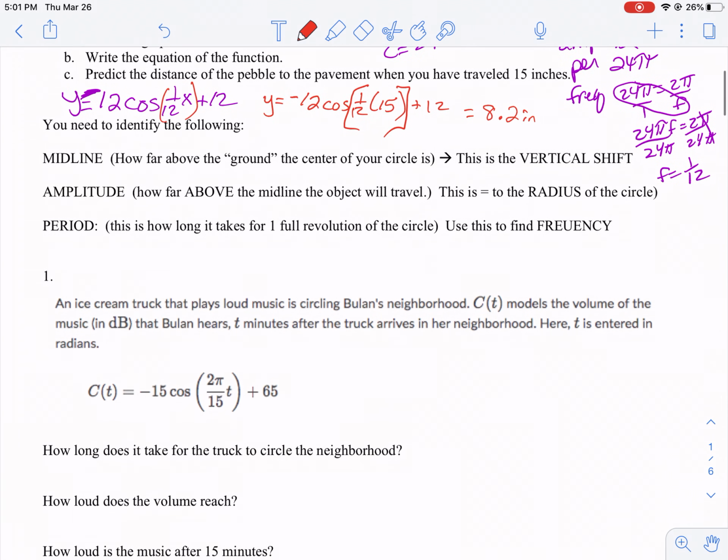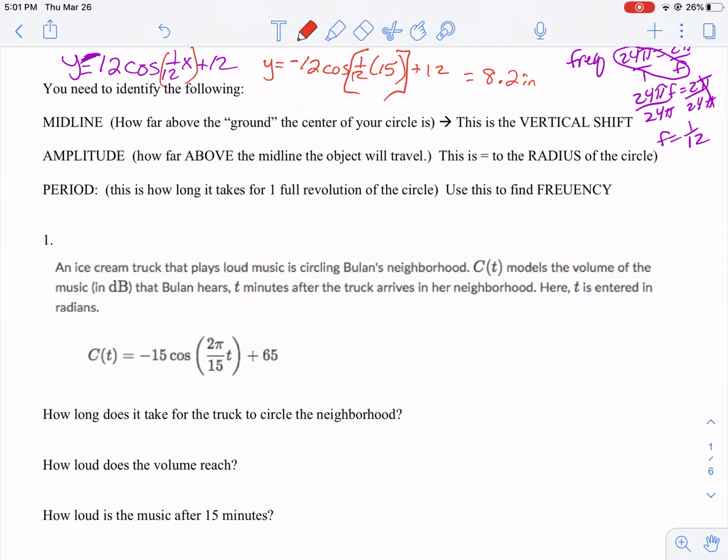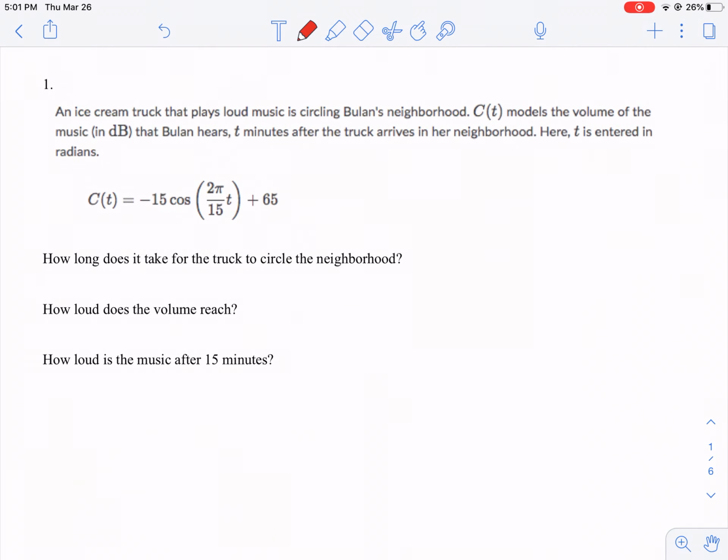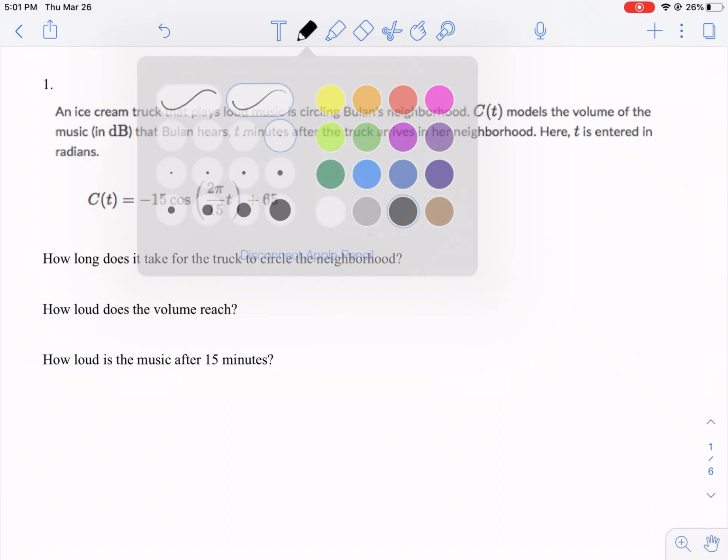Alright, so again, for the word problems, it's very much like writing the equations. You're going to need the midline, you're going to need the amplitude, and you're going to need the period. Those will answer most of the questions that you are going to see. So the rest of these give us the word problem and the equation and ask us questions about it.